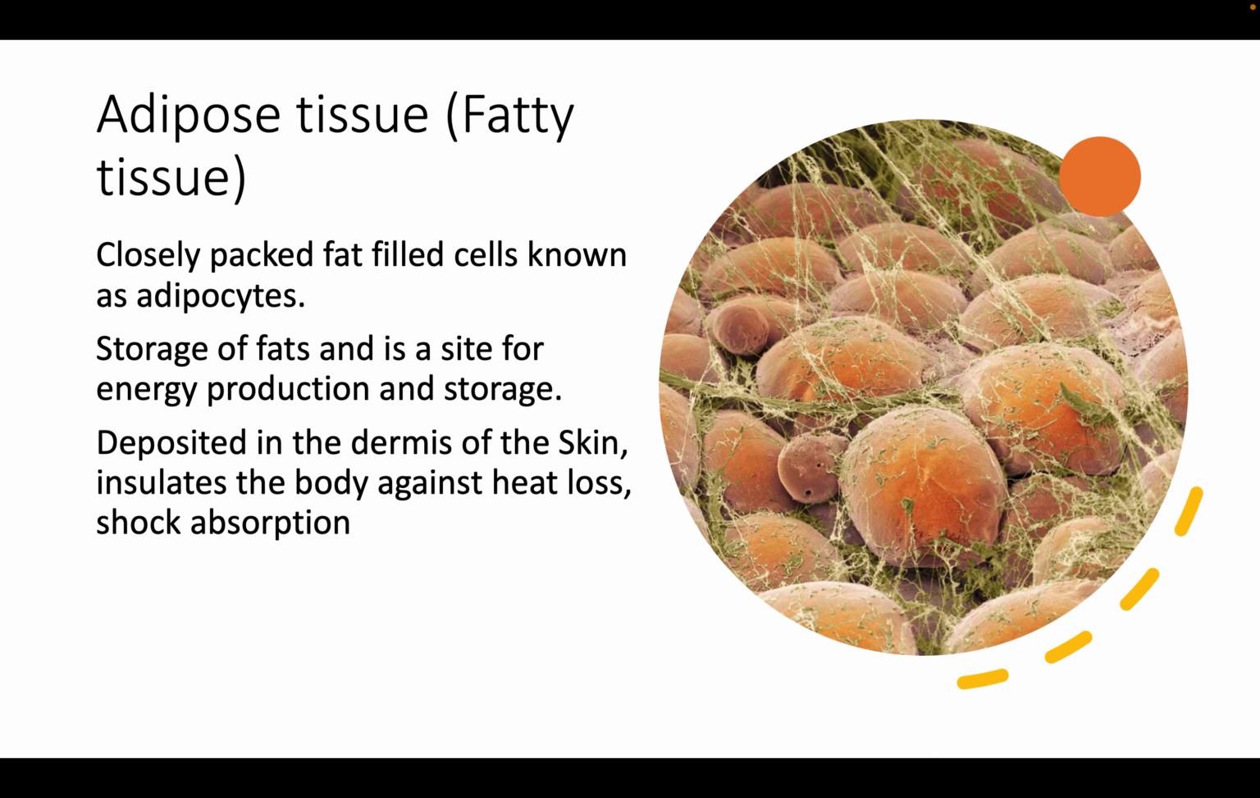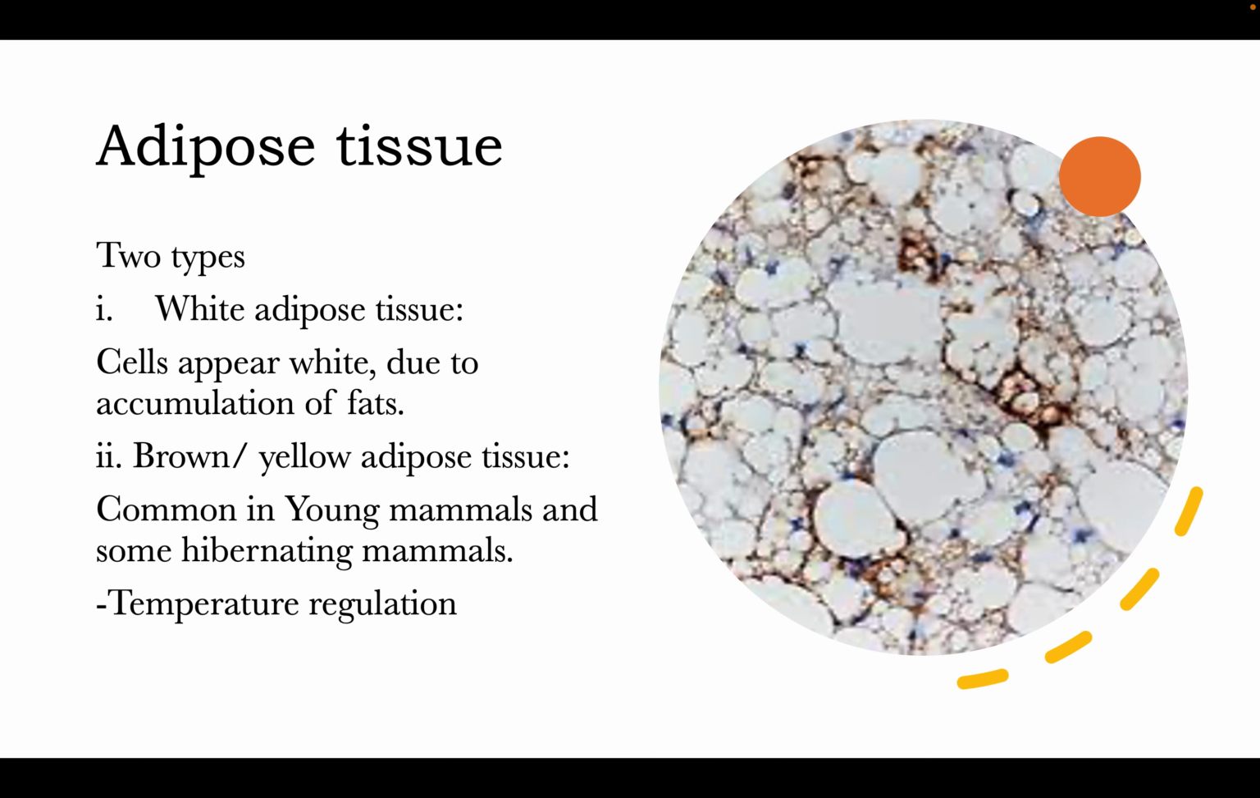It serves the purpose of insulation and also shock absorption for delicate organs, for example, the kidney. It is also found beneath the skin, and there is plenty of it in the buttocks. Adipose tissue occurs in two forms. We have the white and the brown adipose tissue. The white adipose tissue appears white because of the accumulation of fats. And then the brown adipose tissue is the one that is common in young mammals and some hibernating mammals. Its function is temperature regulation.